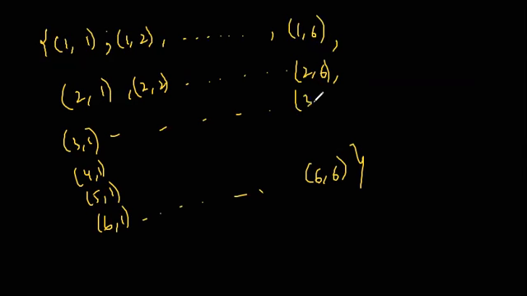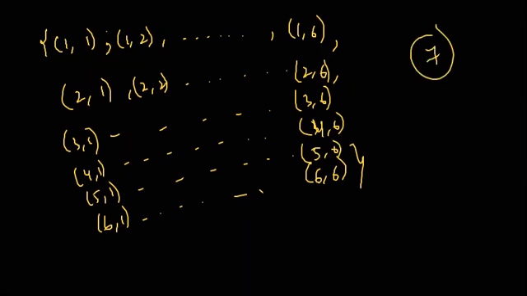Now the question was that the sum on both the dice should be 7. This is our question. And what will be the probability that the sum of both the dice is 7? In this case, we have to find all the possible outcomes where the sum is equal to 7. So there are 6 such outcomes, and the total outcomes were 36.